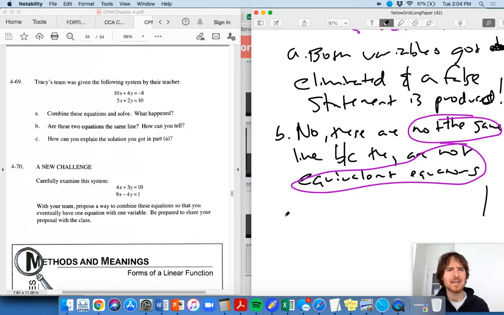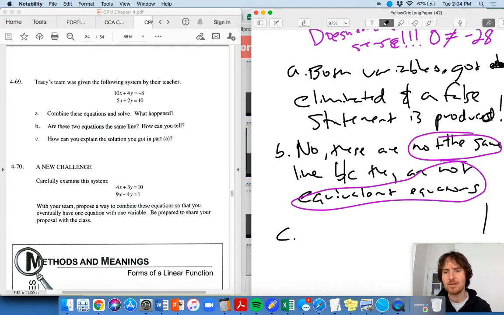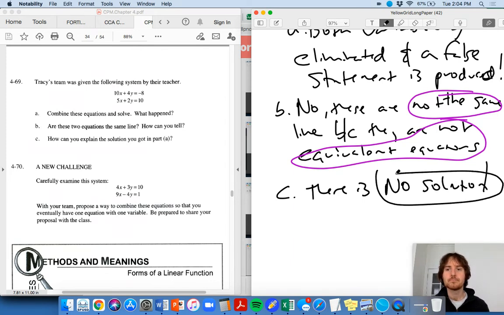Okay. And anyways, how can you explain the solution you got in part A? What I would say is that we produced a false statement of equality at the end there. So what we would say is there is no solution to this system of linear equations.